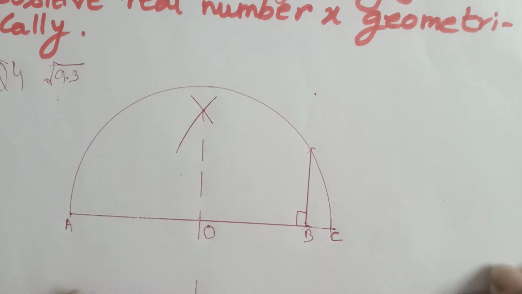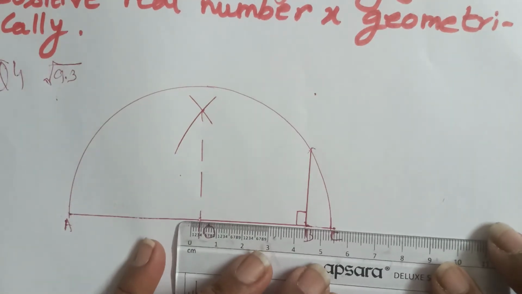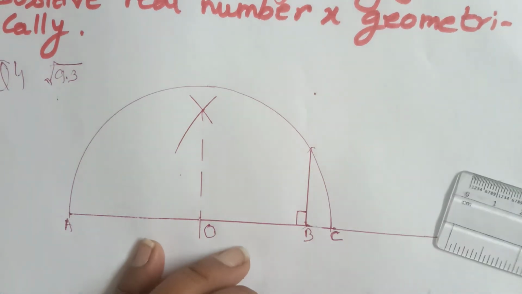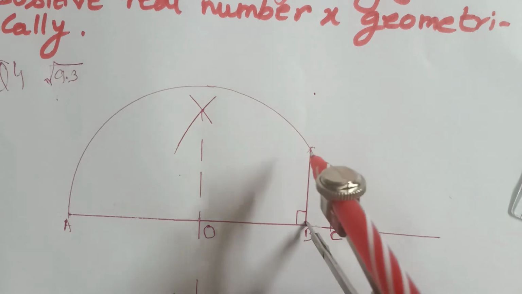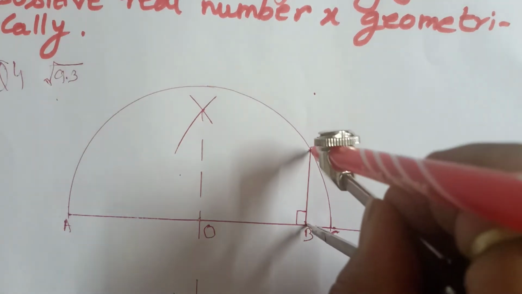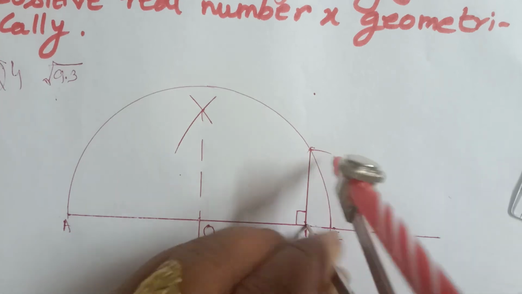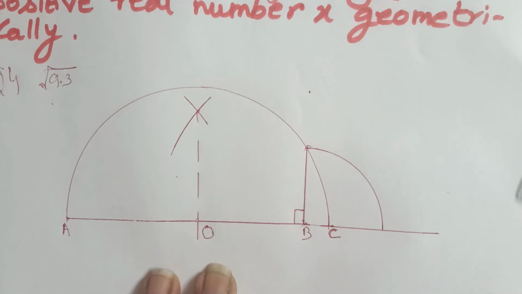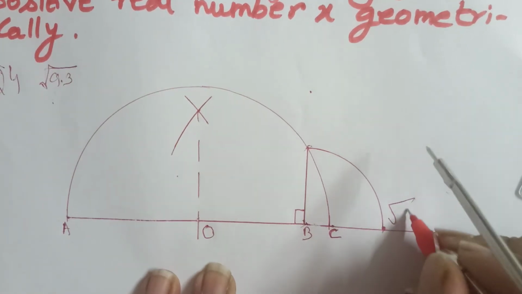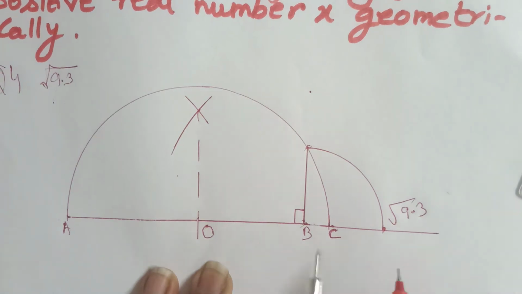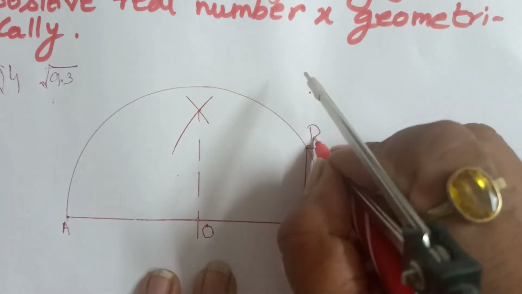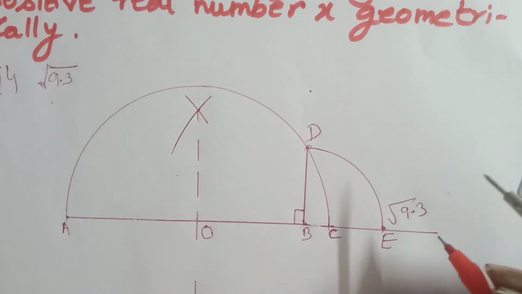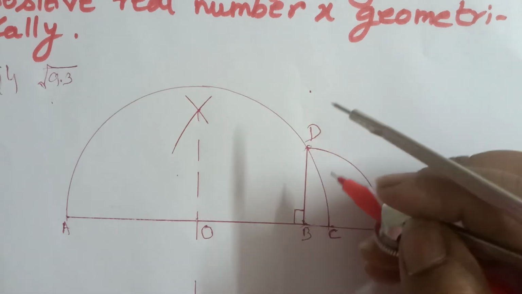How can we draw it on the number line? We need to simply extend this, and by measuring this arc, this is under root 9.3. This point is under root 9.3. Or we can say, suppose this point is D and suppose this is E. So BE is under root 9.3 or BD is actually 9.3.